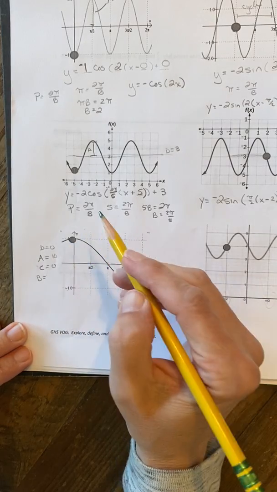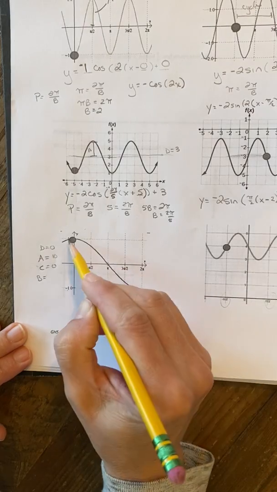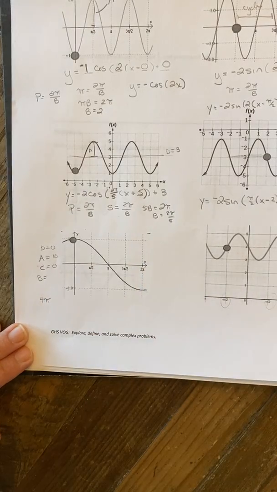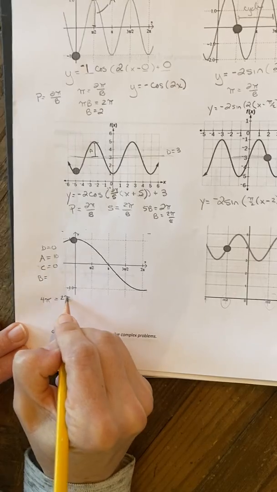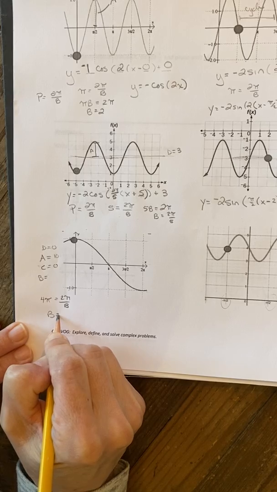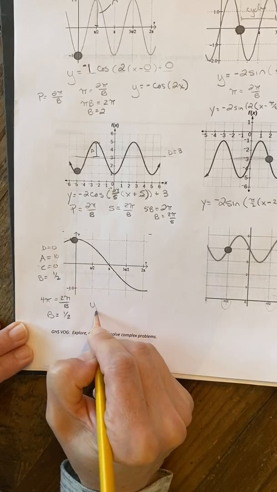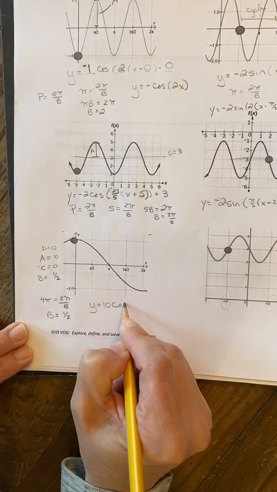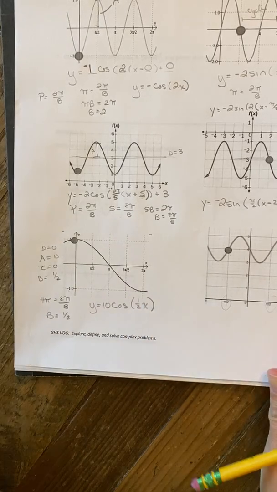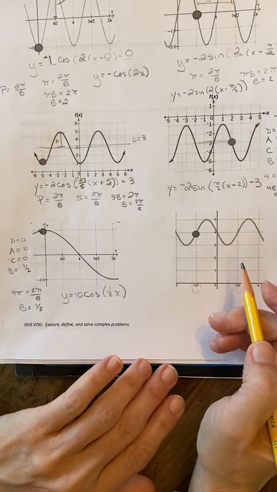How long is a full cycle? This is only a graph of what? Half of a cycle is getting us out to 2 pi. So a full cycle would be 4 pi. So find your b value here. 1/2. Okay, let's put it together. Y equals 10 cos of 1/2 x. If you want to pause the video, try this one on your own, and then come on back.